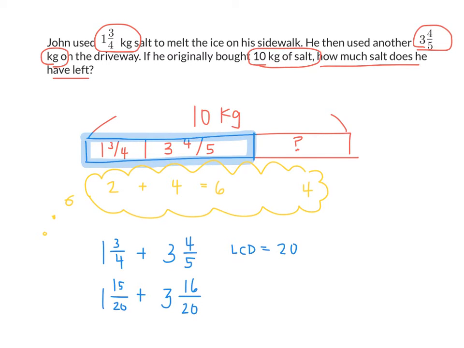What's 1 plus 3? 4. Okay. If I have 15/20 and I add 16 more 20ths, what do I get? 31. Okay. But we see that there's a whole hiding in there, yes? So how many wholes do we actually have? 5. And how many 20ths do we have? 11. Let's think about our estimation of 6. We wanted something less than 6. Is 5 and 11/20 less than 6? Yeah, it's about half.